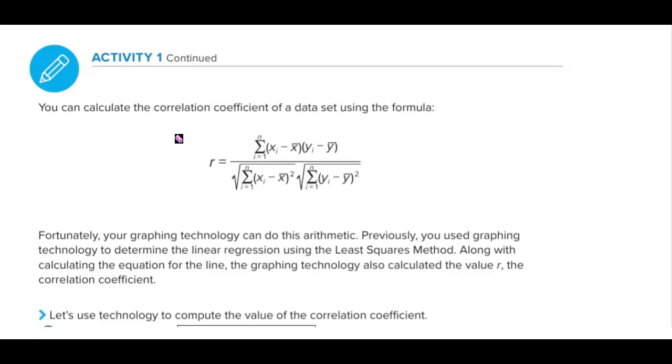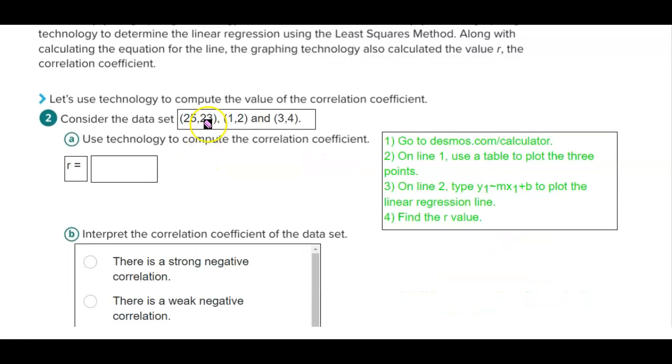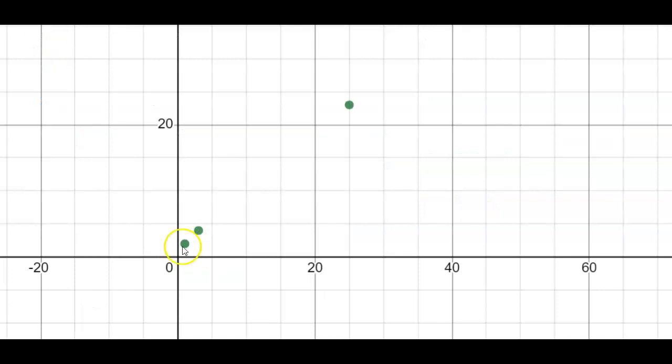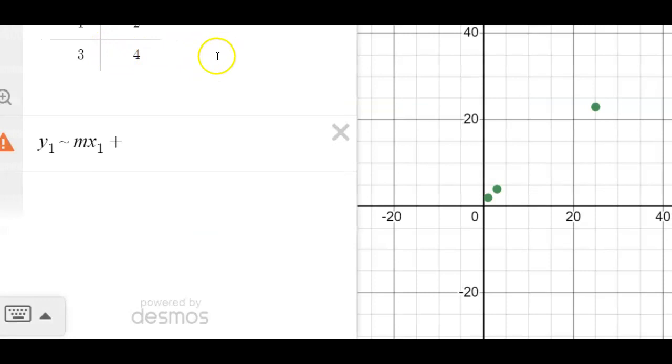desmos.com/calculator, the Desmos graphing calculator, go through the usual steps to plot a scatter plot that uses these 3 points, (25, 23), (1, 2), and (3, 4). That will look like this. So here are those 3 points that I plotted using a table.